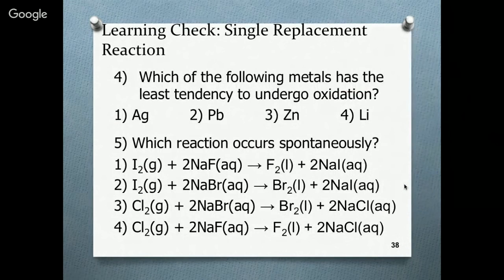All right, two more questions for you related to spontaneous reactions. Take a second to try them.